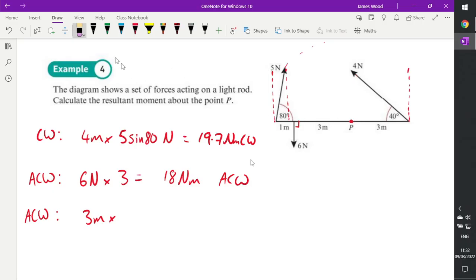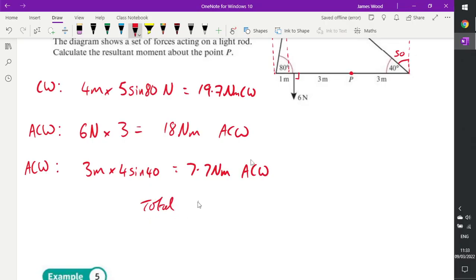And that's going to be 4 sine 40. If you drew it here, you could say that this here is 50, and you could do 4 cos 50. And 4 cos 50 is exactly the same as 4 sine 40, so it doesn't matter which you do. So I'm going to do times 4 sine 40. So that's 12 sine 40, which gives me 7.7. And that is going this way, so that's anti-clockwise. Okay.